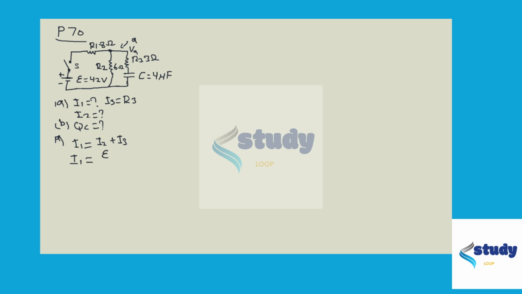We see that I1 is equal to the source voltage minus VA, that is the voltage on node A, divided by R1, that is resistance 1, and I2 is equal to VA, the voltage on node A, divided by R2, and similarly I3 is equal to VA over R3.